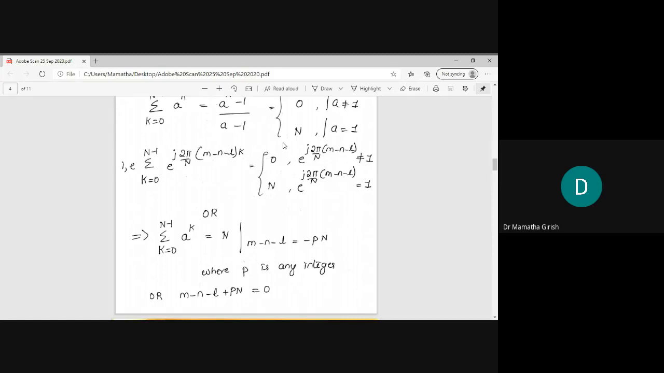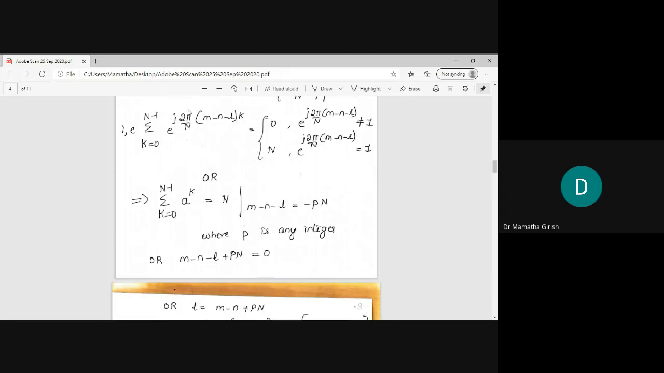What am I interested in? Whenever this term tends to 1, what is the value equal to n? So when does this term tend to 1? Provided I get that value of n both in the subscript and the superscript. So accordingly, consider the term within this bracket, that is m minus n minus l. I said this term tends to be equal to n provided this term is equal to minus p times n.